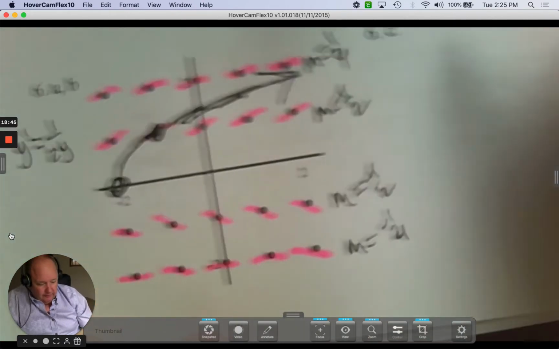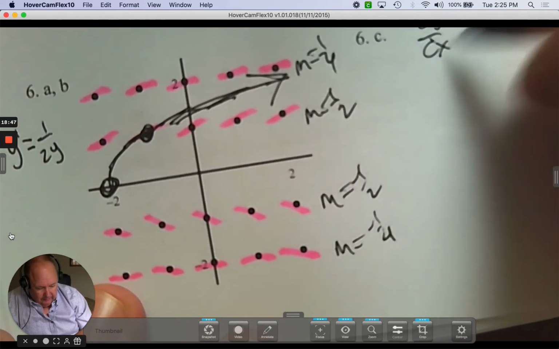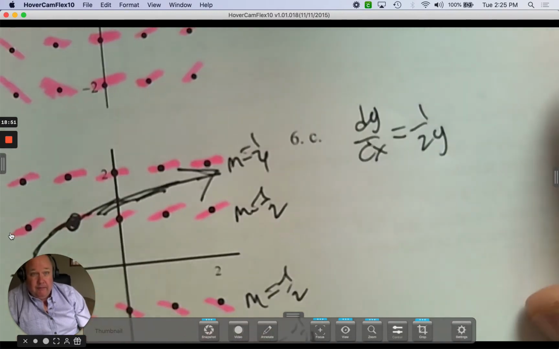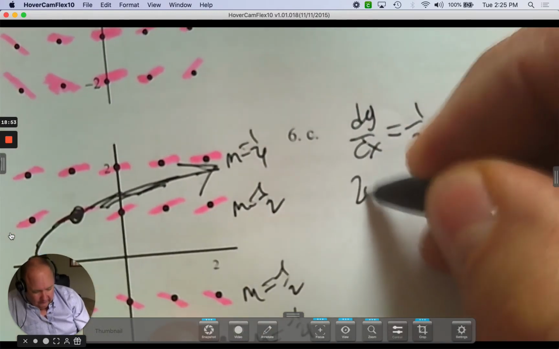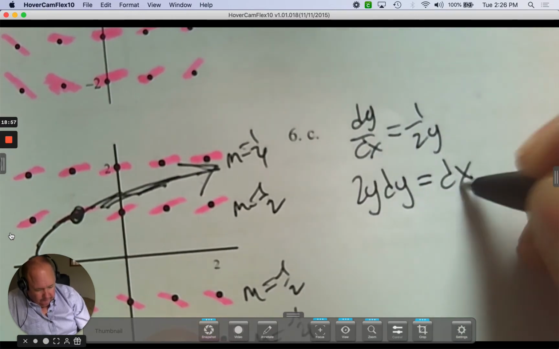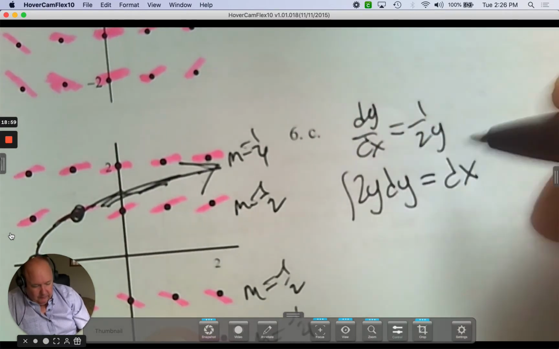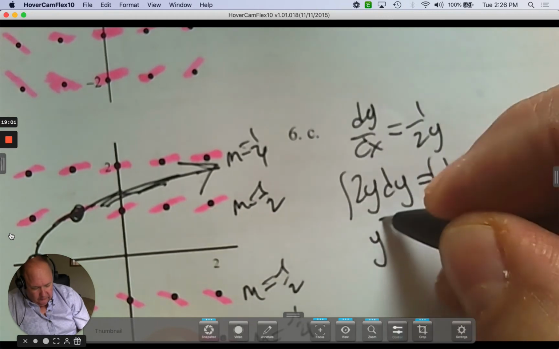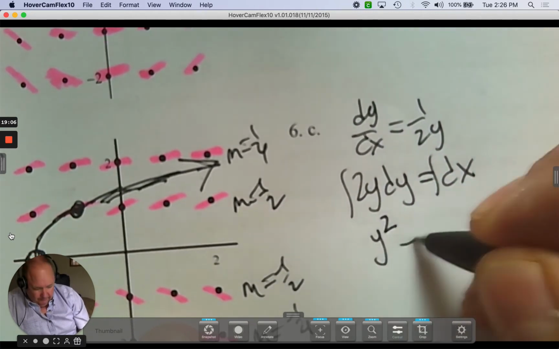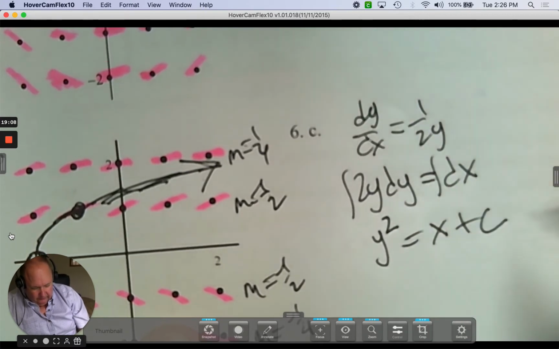Now we're going to solve the diff EQ. So dy by dx equals 1 over 2y. We're going to multiply by dx and 2y. Just do it in one step. We're going to integrate both sides. So we have y squared divided by 2. Now 2 divided by 2 is just y squared. And then that's x plus c.